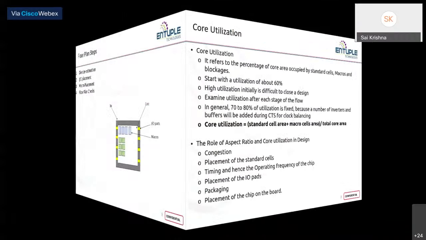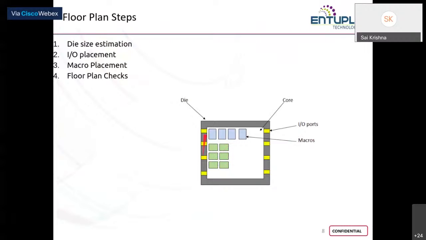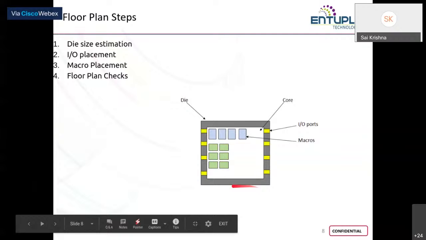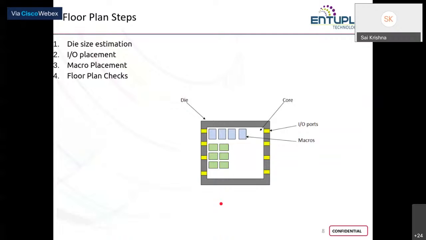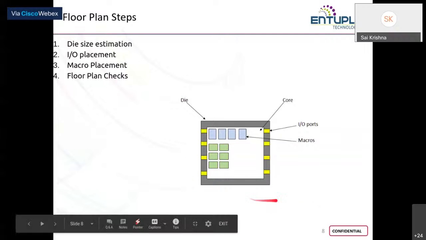That means if this is your core area, the ratio of the vertical height to the horizontal width is your aspect ratio. So if your aspect ratio is 1, you'll have equal height and equal width. If it is less than 1, that means your height is less than your width. If your aspect ratio is greater than 1, then your height is greater than your width.